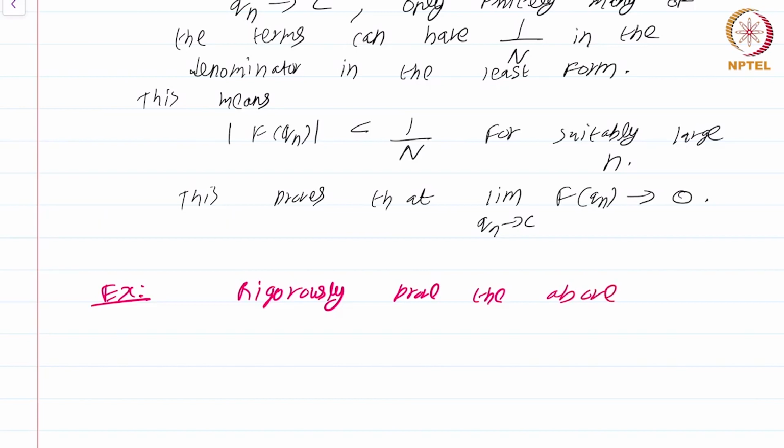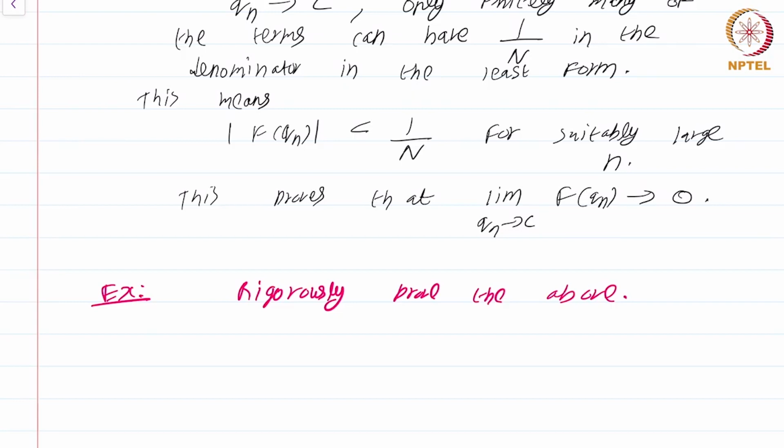Okay, what have we shown? We have shown that if you take any rational sequence Qn converging to C, then f of Qn must go to 0. Obviously, if you take an irrational sequence converging to C, f of that sequence obviously converges to 0. They will all be 0. Putting this together, f is actually continuous at the point C.